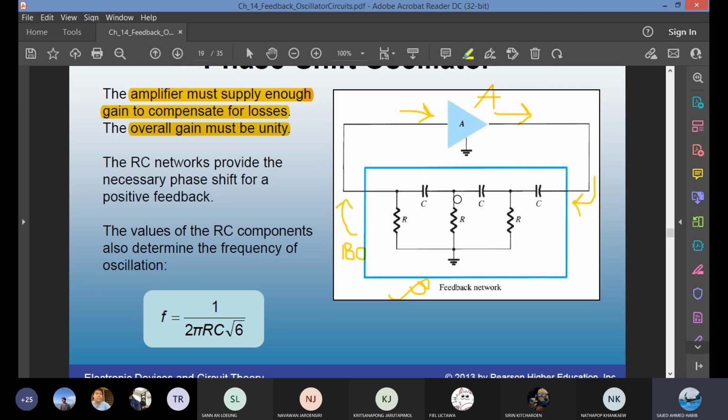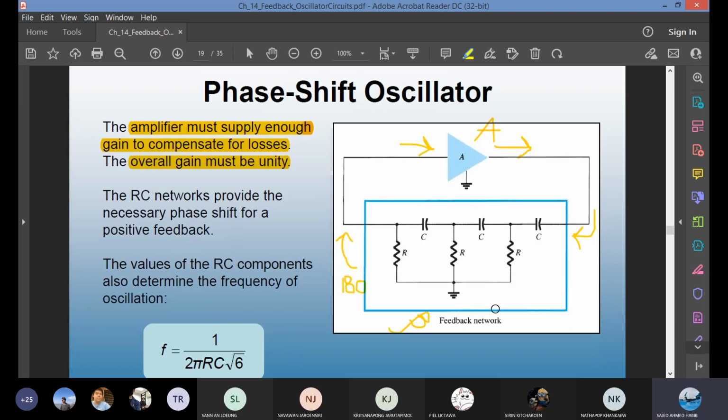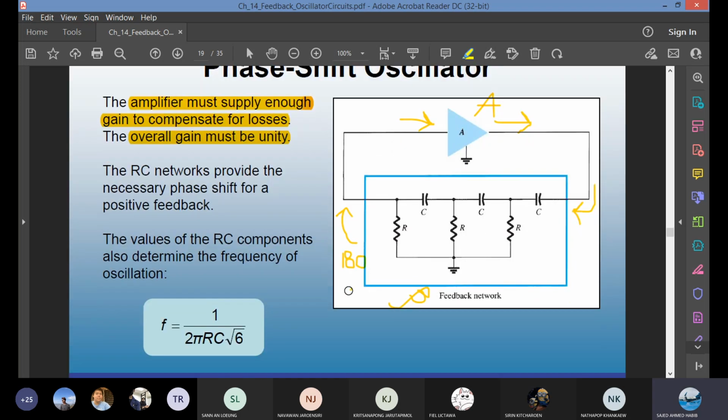What is the frequency of this oscillator? It is given on your formula sheet. For a phase shift oscillator, F equals 1 over 2 pi RC times square root of 6.